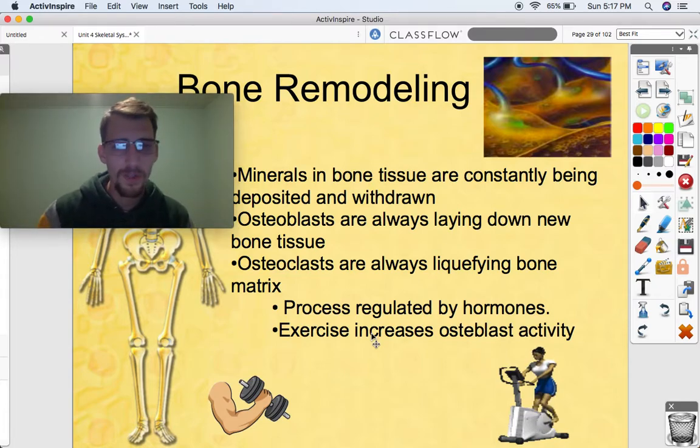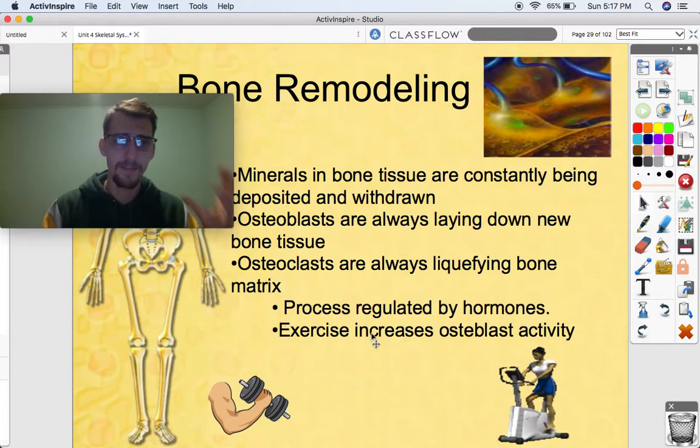So the more strain and the more stress that you put on your bones, whether it's cardio or lifting or anything like that, it actually triggers osteoblasts to produce more mineral salts and produce more bone tissue, which is crazy. It's crazy that you have to do that.